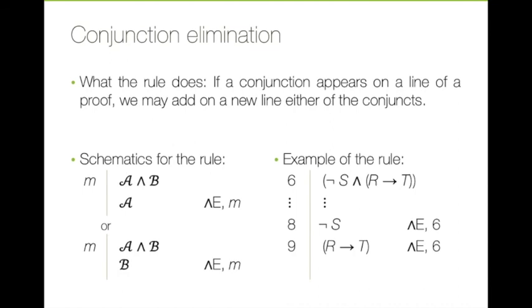Again, let's consider the motivation for this rule. It's pretty simple. If we can infer a conjunction from our initial assumptions, we should also be able to infer each of its conjuncts separately, since the conjuncts will be true whenever the conjunction is.